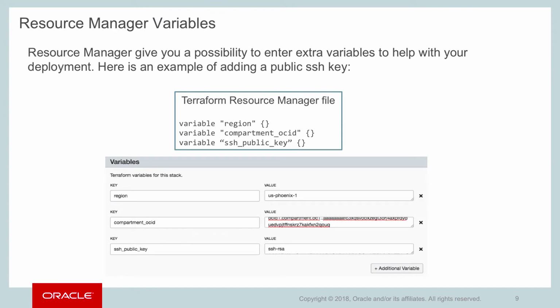You might be asking, if I have to use some variables, how do I do that in Resource Manager? Well, if you need to pass any value for a variable declared in a terraform.tfvars file or variables.tf file, you can use the variables option when creating a stack. As you can see in this example, I'm passing values for a specific region, compartment, and SSH public key.